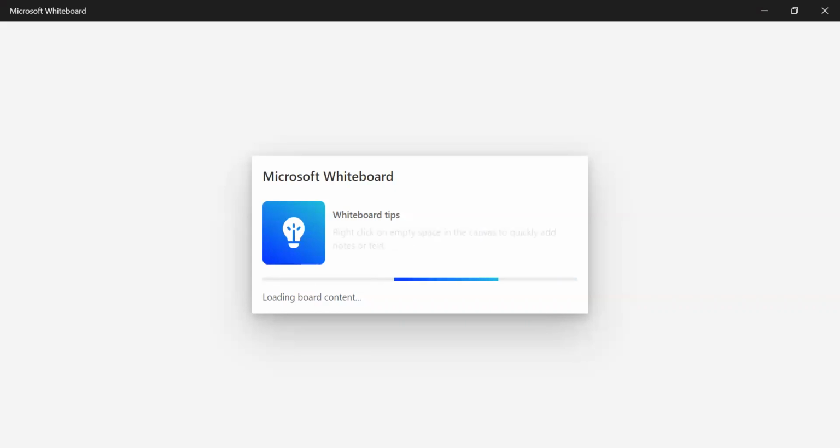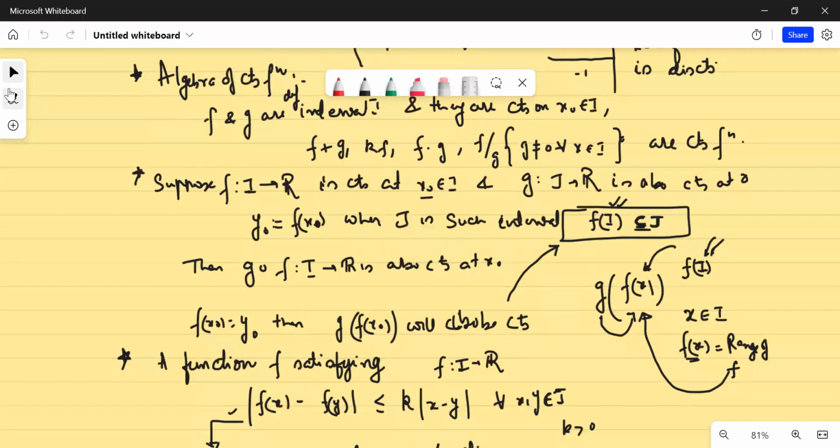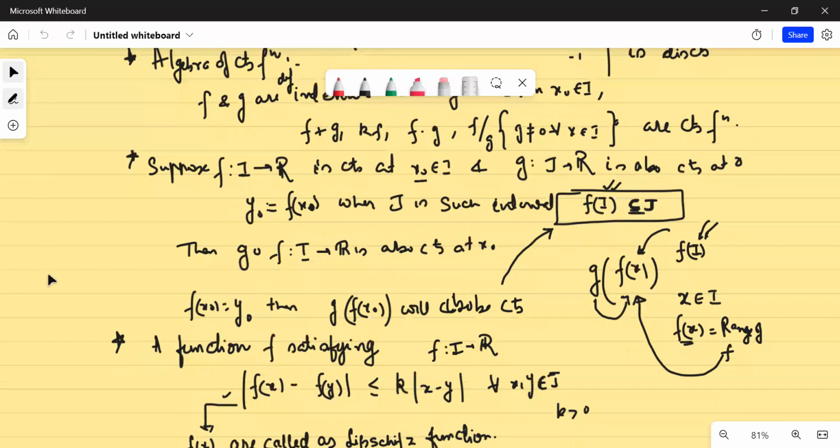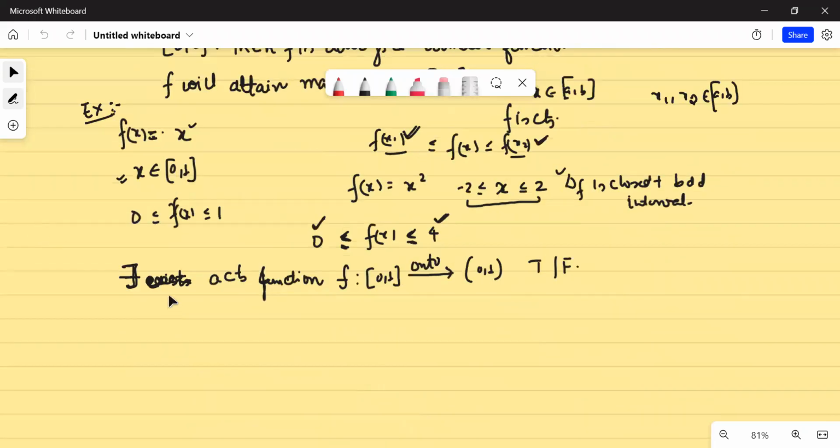So these are some difficult topics that I'm teaching you right now because I want you to be on top of the game. Just let me take a minute and I'll share the screen. So this is what I was referring to. What do you think? Does there exist a continuous function f from the closed interval 0, 1 onto the open interval 0, 1? True or false? Is this statement true or false?